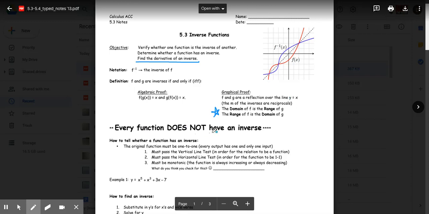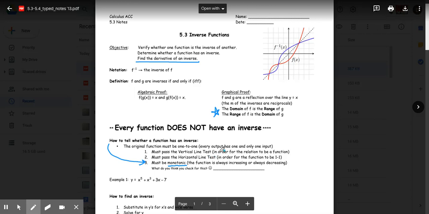Every function does not necessarily have an inverse. To tell if a function has an inverse, you basically go to number 3. That's the most important thing. It must be monotonic. So that's a new vocab word for you guys. And monotonic means that the function is always increasing or always decreasing. So it always has to be going in the same direction, whether it's always increasing or always decreasing.